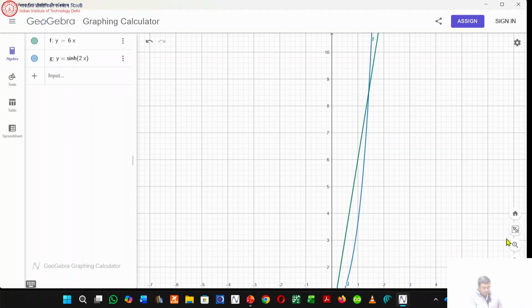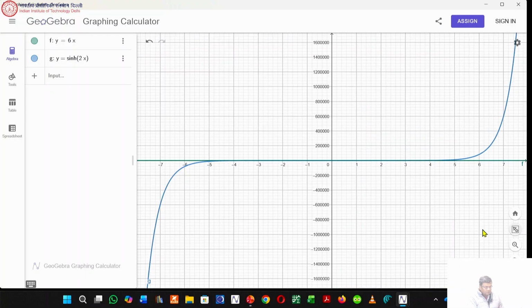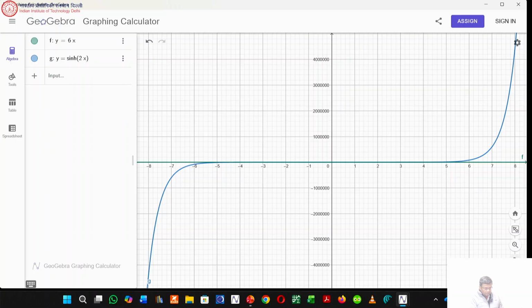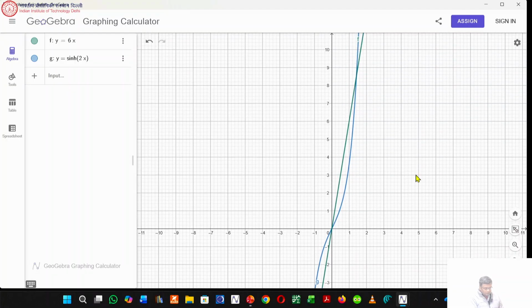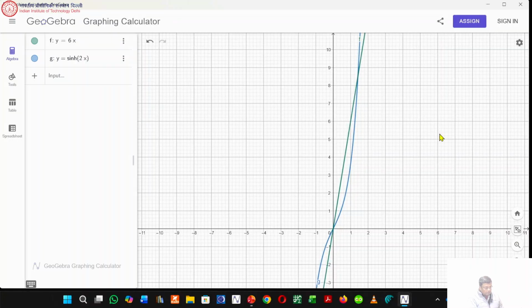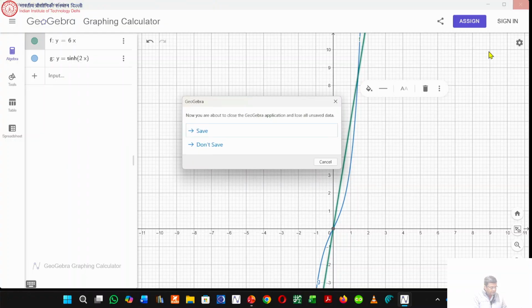Now there's a way of zooming in onto this. Okay, this is about 1.4. There's a way to get the intersection point also, but I forgot how to do it. You can explore the software or any other software to find out how much exactly it is, but it's about 1.4. Let's go back to the PowerPoint presentation that I was using.